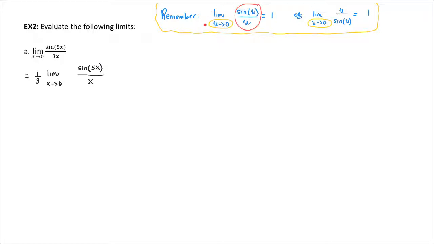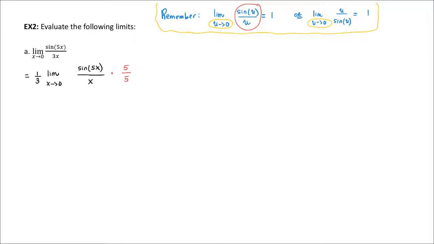This looks a lot like my result here. But again, that 5 is bugging me. So I'm thinking the following. Well, what is wrong if I decide to multiply top and bottom by 5? Is there any harm in that?